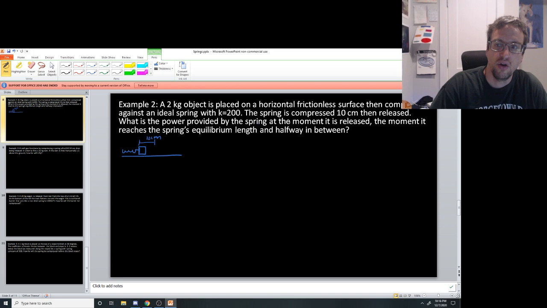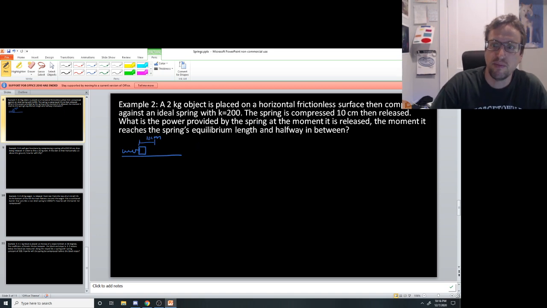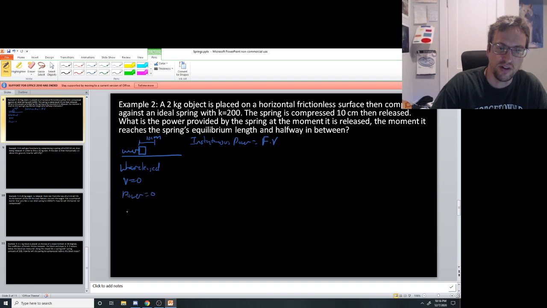All right, and I want to know what the power is provided by the spring at the moment it's released, the moment it reaches spring equilibrium, and then halfway in between. So remember, instantaneous power, the best way to do it is to find force dot velocity. So right when it's released, velocity equals 0. Sweet. So power equals 0.